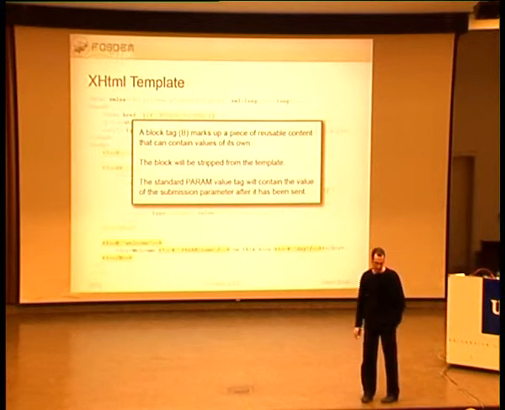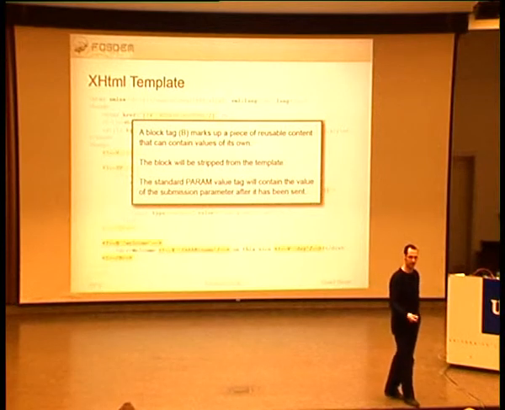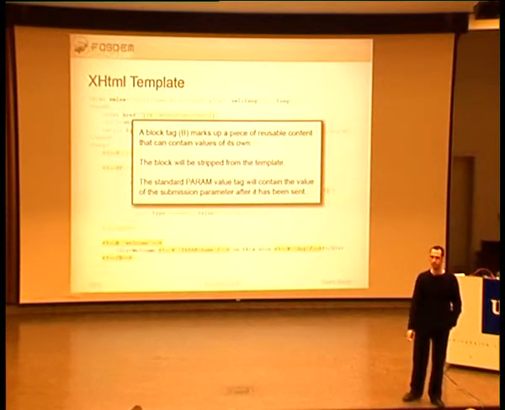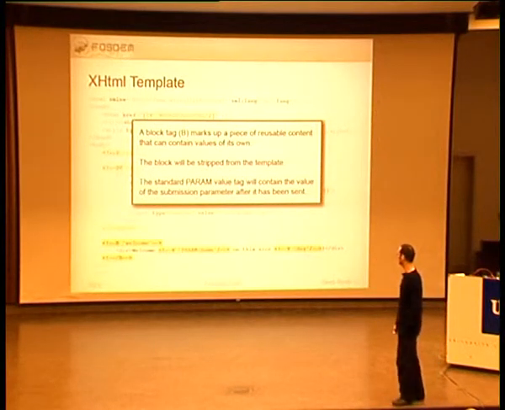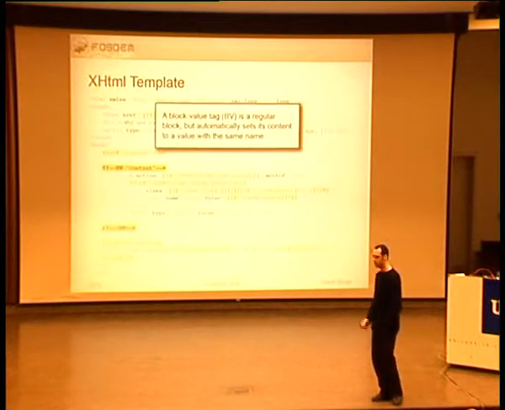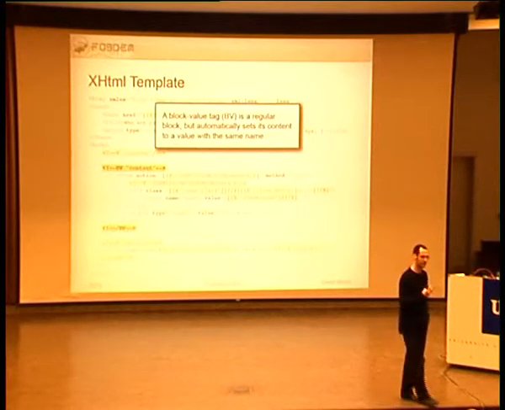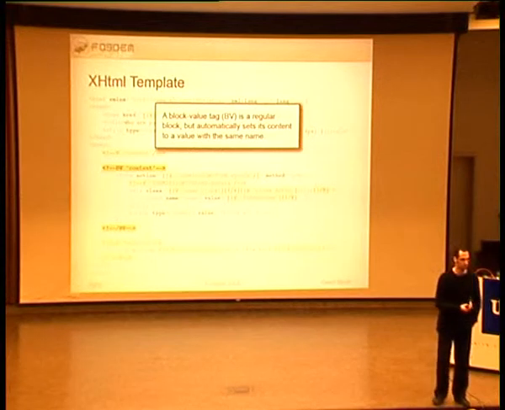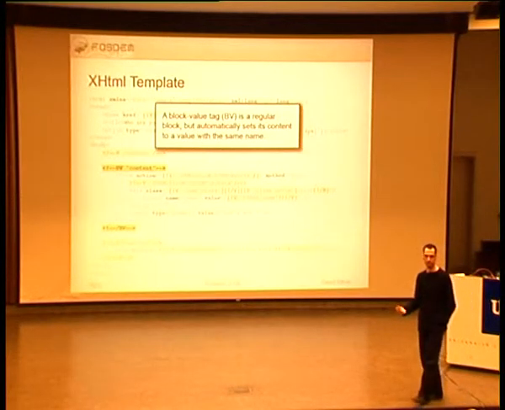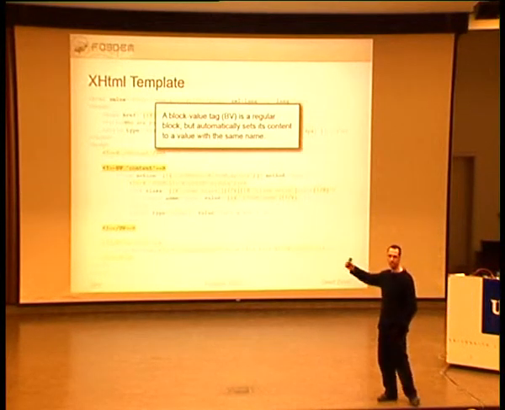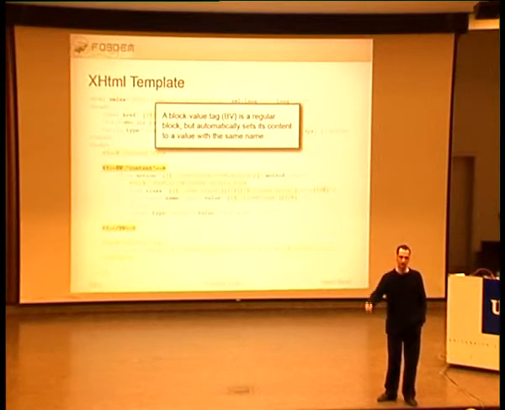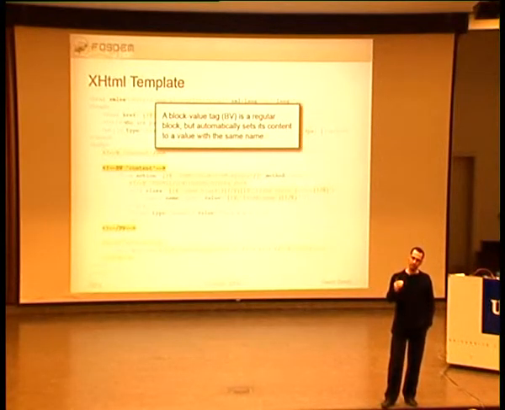And again, there is a standard name to automatically display a parameter that has been sent through the submission, so the name will automatically be filled in there. The third tag, and this is actually most of the tags that you will use, is the block value tag. It's the same as a block tag. It marks up reusable content, but if a value is present with the same name, it will use this content and set it in that value placeholder by default. This is just a default value.